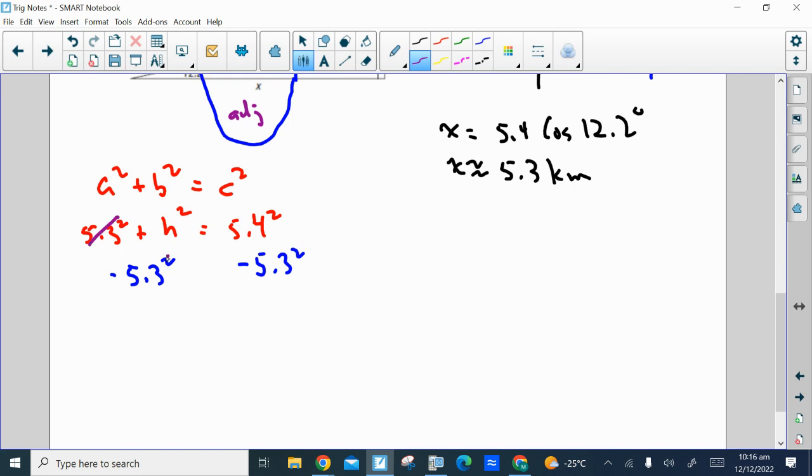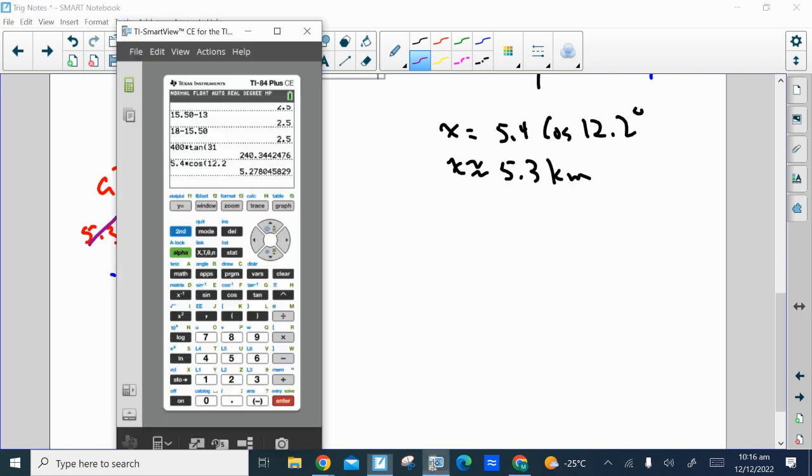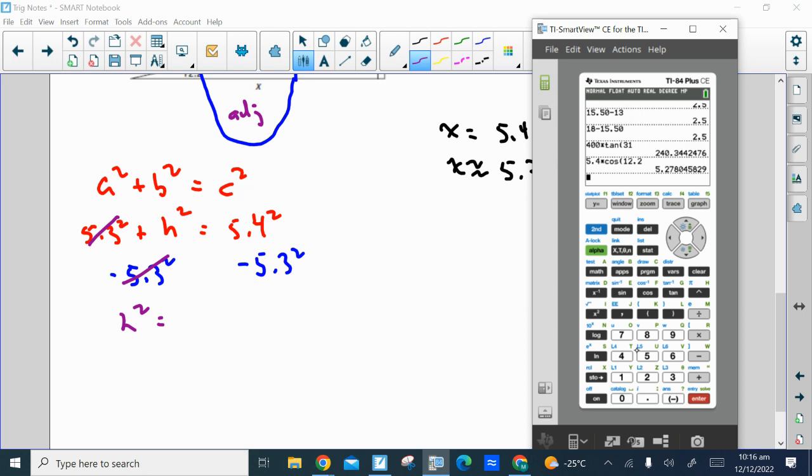So on the left, the 5.3 squareds will cancel, and you have h squared by itself. On the right, I need to use my calculator to go 5.4 squared. To be as accurate as possible here, instead of just typing in the 5.3, which was the rounded value from the previous answer, I'm going to use the previous answer. This calculator has the ability to do that. If yours doesn't, then you just want to type in as many decimals as you can: 5.278045829. Type them all in. That'll give you the most accurate answer.